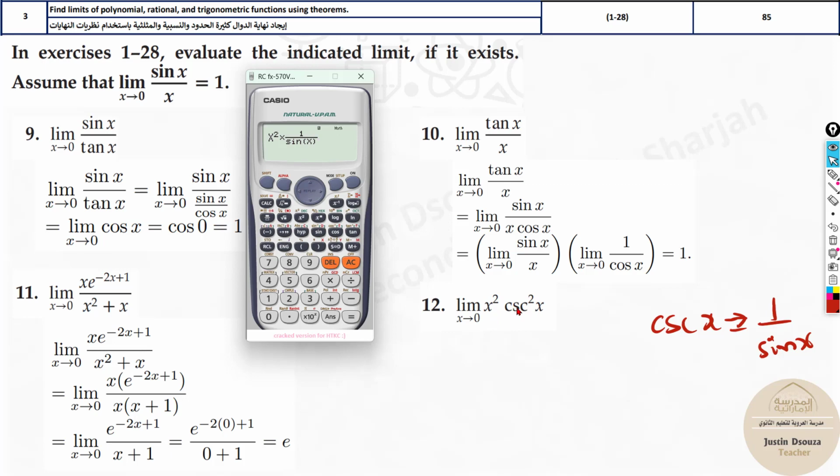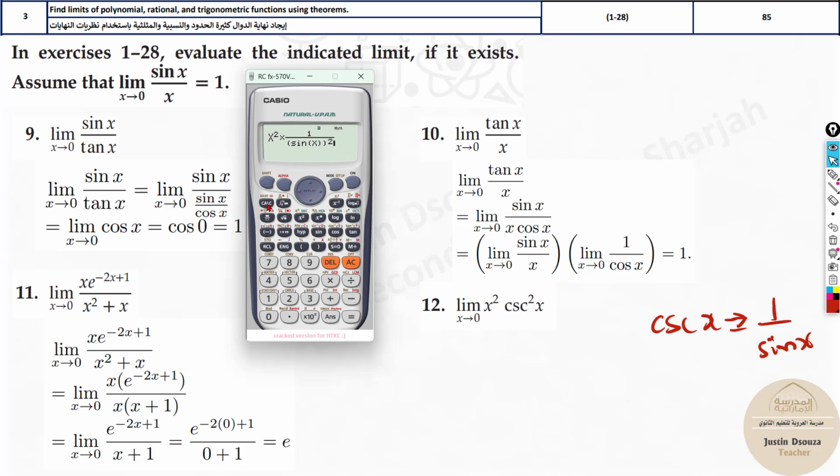This square is for the trigonometric function. It's not for the x. This means you need to put the bracket around the entire trigonometric function. Say sine x, then use the brackets and then square it up. This is how we write this out.